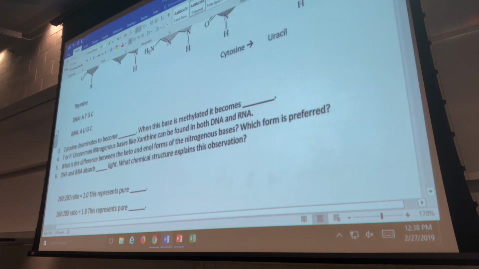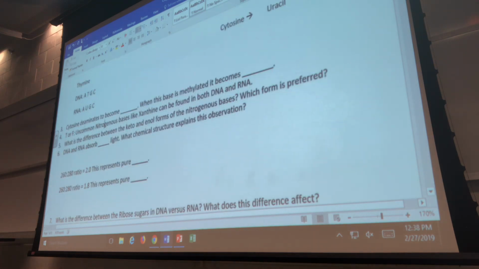We already answered this stuff, so I'm going to skip that. True or false? Uncommon nitrogenous bases like xanthine can be found in both DNA and RNA. False, right? The uncommon ones are only found in RNA, okay? Over and over again, DNA needs to be constant. DNA has no time to be made of special, rare nitrogenous bases. RNA, though, because it is a temporary structure, can be made of specialized uncommon nitrogenous bases. So this is a false statement because the uncommon stuff is only found in RNA.